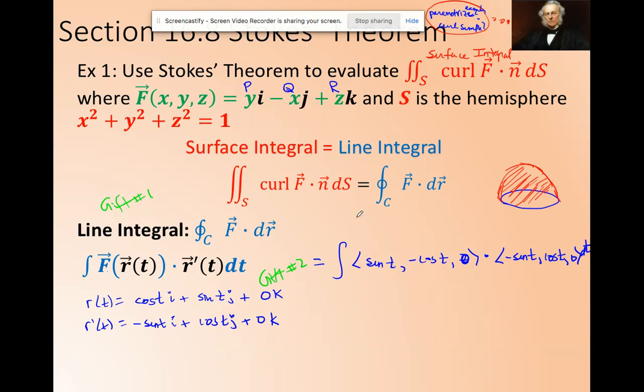And what do you think my bounds should be? I want to start the curve somewhere and end at the same place. So hopefully you're okay with 0 to 2 pi. And when I dot all this, I get, from 0 to 2 pi, negative sine squared and negative cosine squared. So factor out the negative, and I have sine squared plus cosine squared. And I get negative 2 pi.